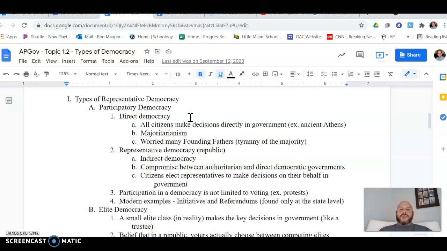Imagine the federal government existing not with a Congress, a House and a Senate that we know today, but literally all 300-plus million American citizens being able to vote on every single issue that affects the federal government. Well, as you can imagine, that would be extremely difficult to achieve. So, first off, a direct democracy cannot really be functional in a large-scale system.